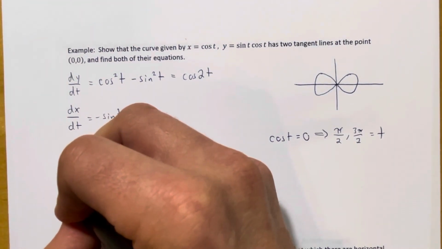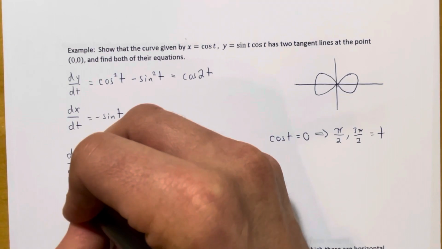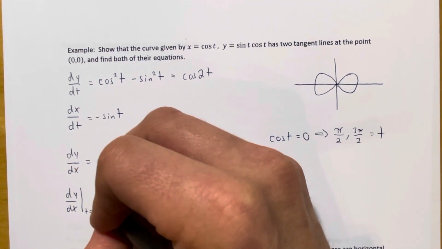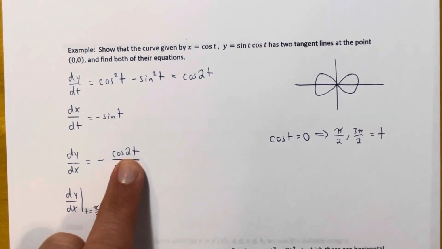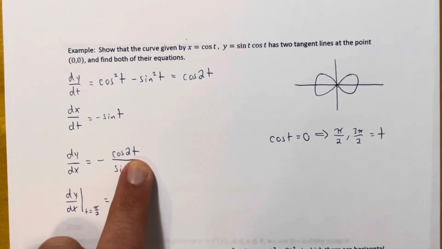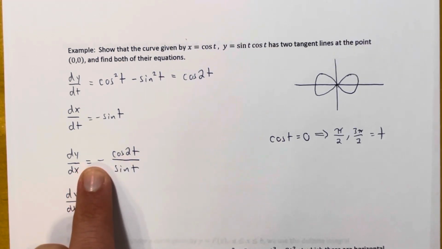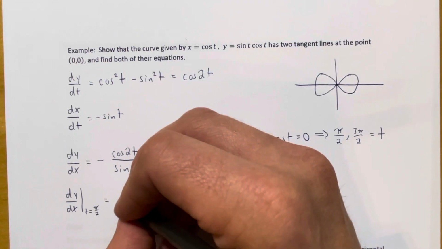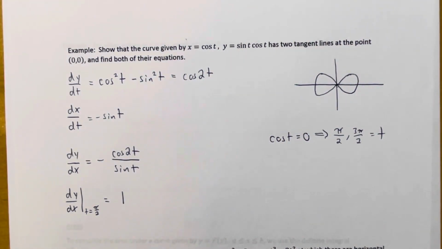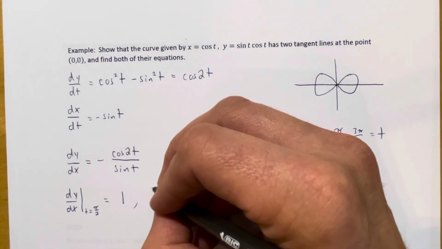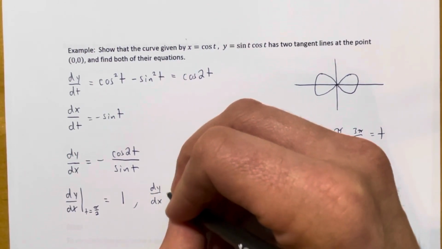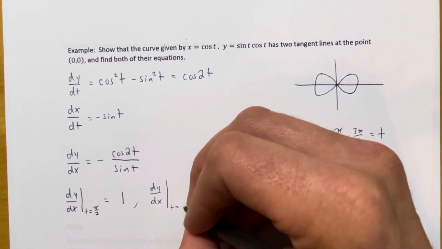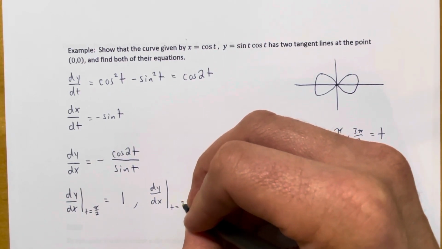So if I wanted to evaluate dy dx for the particular value of my parameter when t is equal to pi over 2, then I get cosine of 2 times pi over 2. That's cosine of pi, which is -1, times a negative here. That makes a +1. Sine of pi over 2 is also +1. That would just equal 1. Okay? If I do dy dx, but this time evaluate when t is equal to 3 pi over 2.